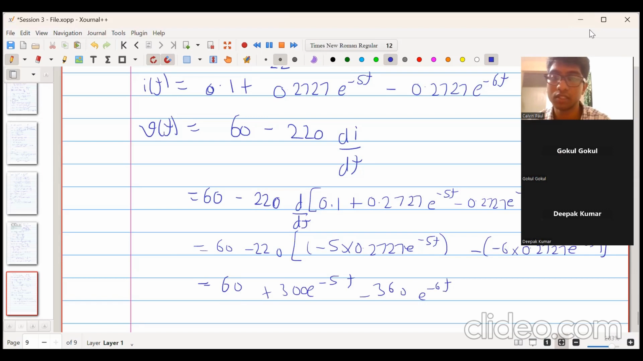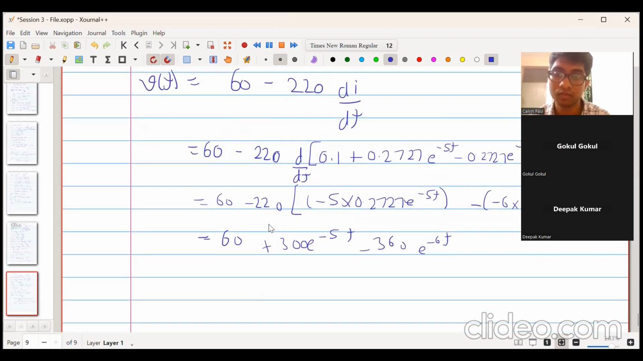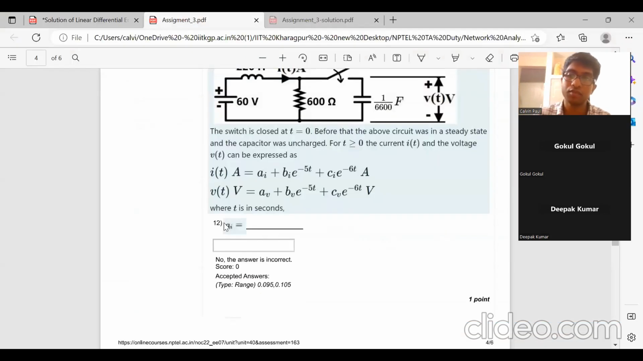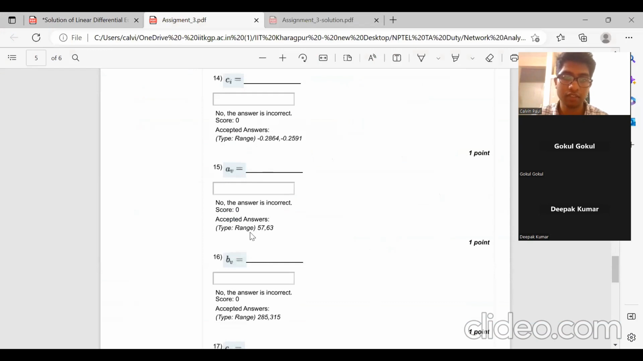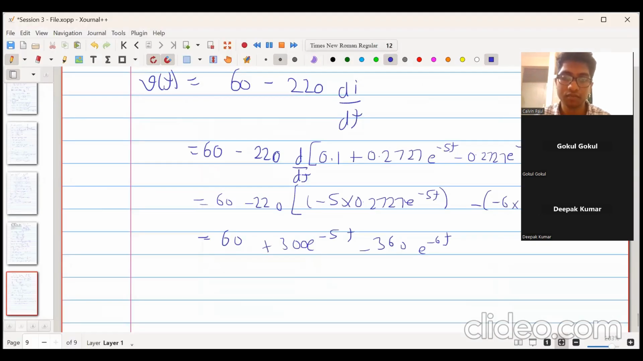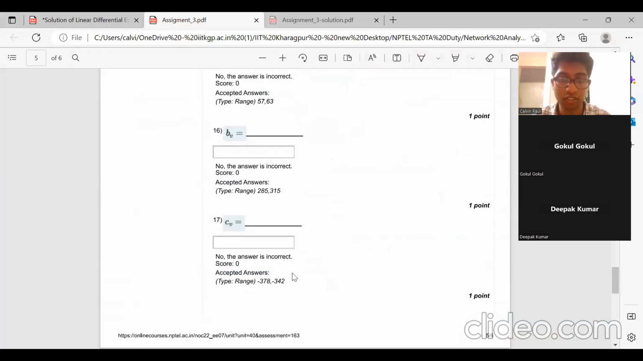So any doubts in this? No, sir. Okay, so thus we have solved it. We have got AB, BB, and CB. AB we found to be 60, so we check, it comes to be 60. BB we found to be 300, and it comes to be 300. CB we found to be minus 360, and it comes to be around minus 360.